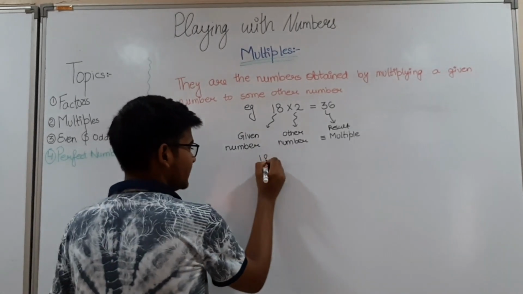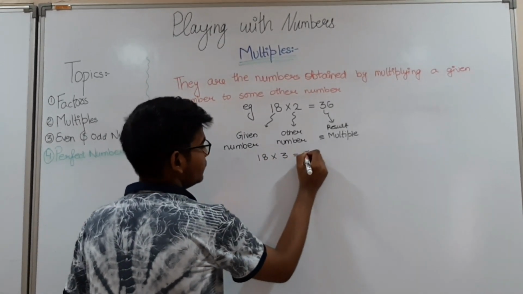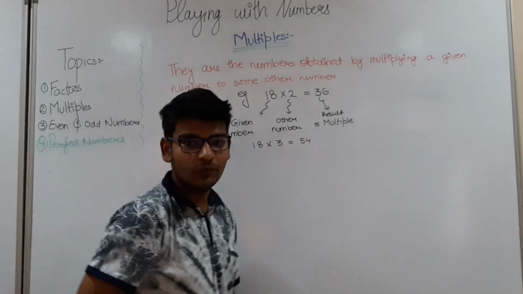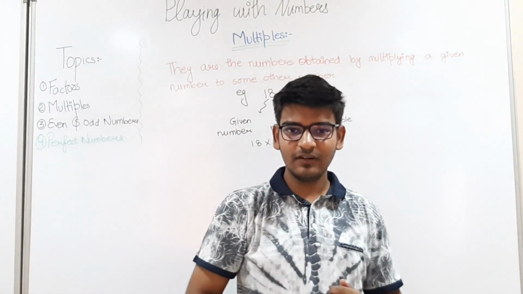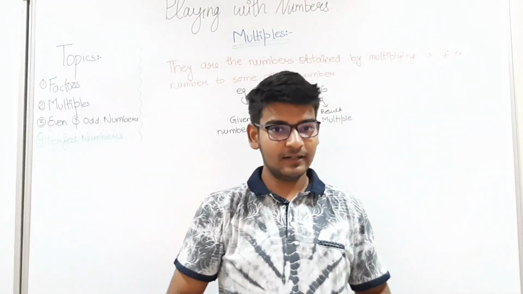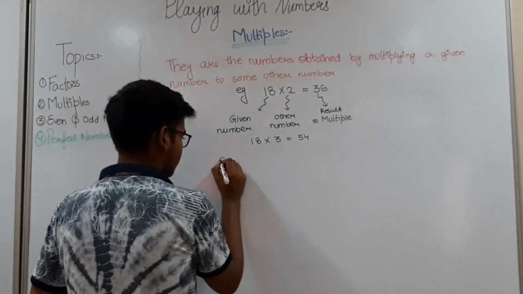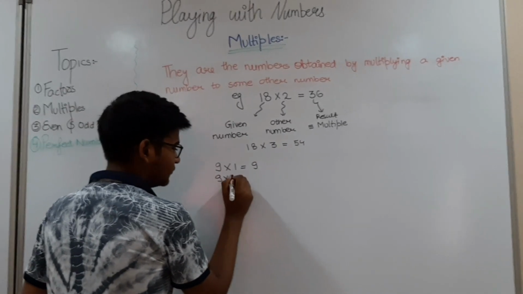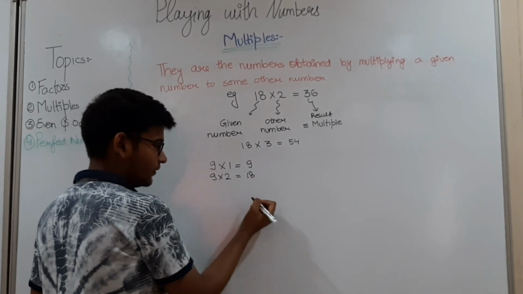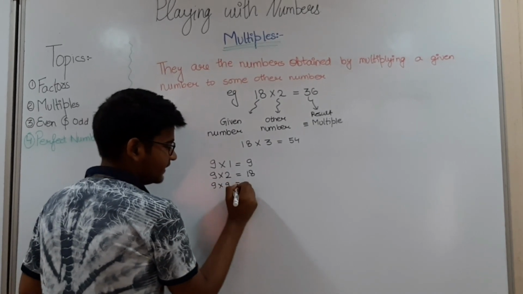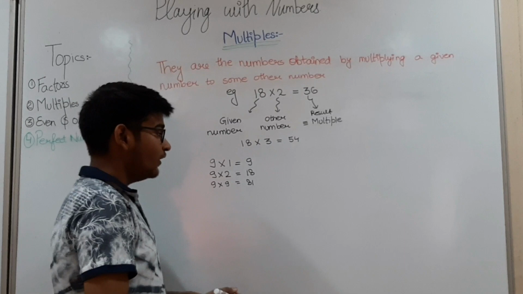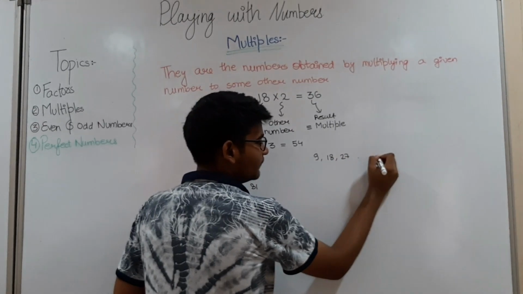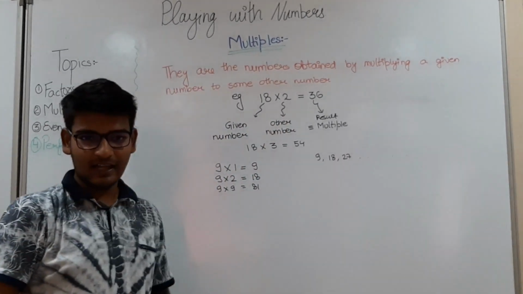Similarly, 18 into 3 is equal to 54. Here 54 is again a multiple of 18. So whenever we multiply the given number with some other number, we get a multiple. Let's take an example also. 9 into 1 is equal to 9. That is a multiple. 9 into 2 is equal to 18. That is also a multiple. 9 into 9, that is 81. That is also a multiple. So we say that 9, 18, 27, up to any number that is divisible by 9 is a multiple of 9.